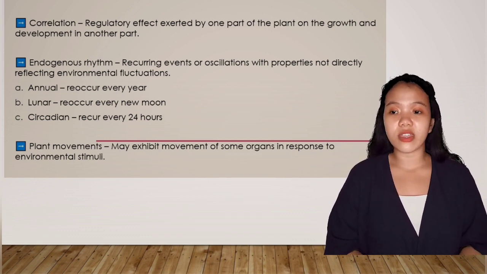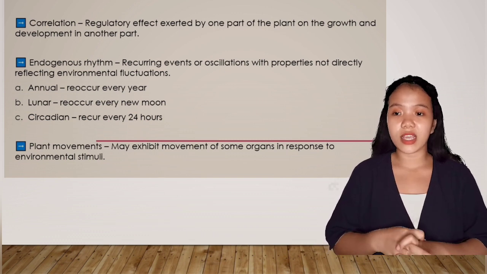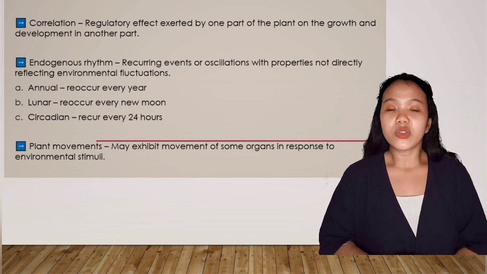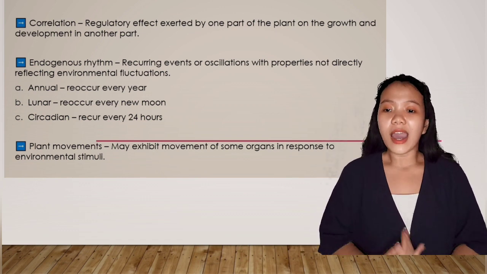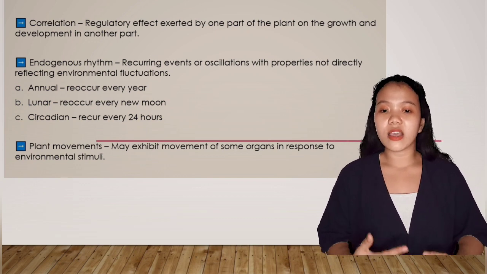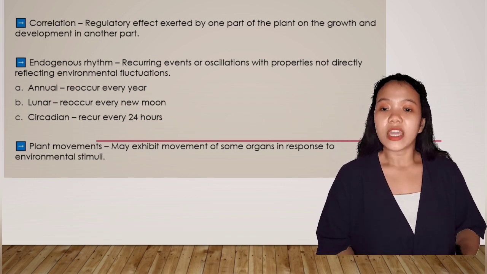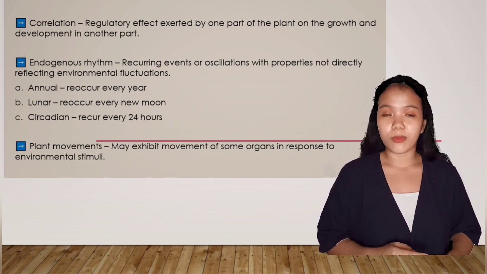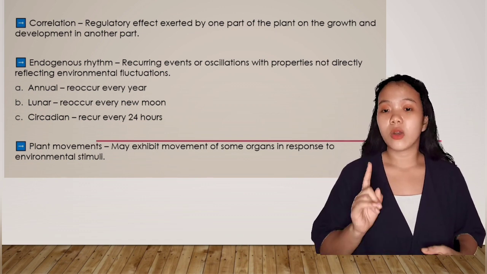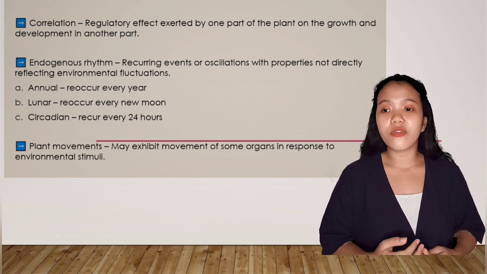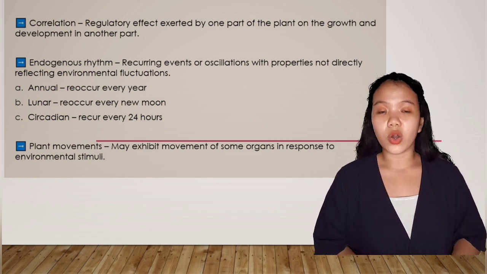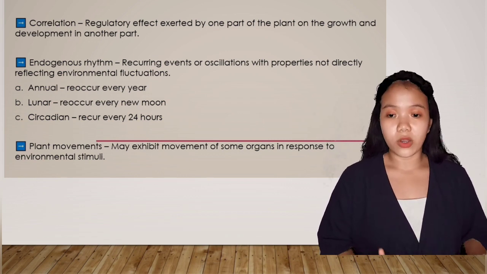So endogenous rhythm has three characteristics. These are the annual, lunar, and circadian. So first, let us talk about annual. Annual is the one that reoccurs every year. Annuals are plants that complete their life cycle in 1 year. They germinate, grow, bear fruits, and die off within a year. Examples of annual plants are the mustard, the watermelon, the corn, lettuce, wheat, and so on and so forth.